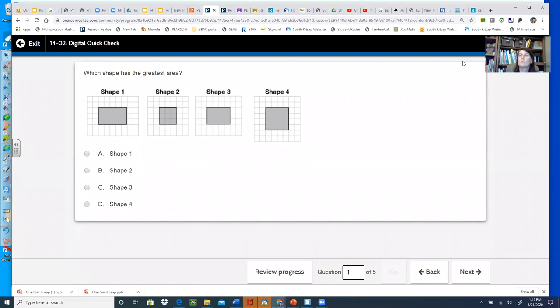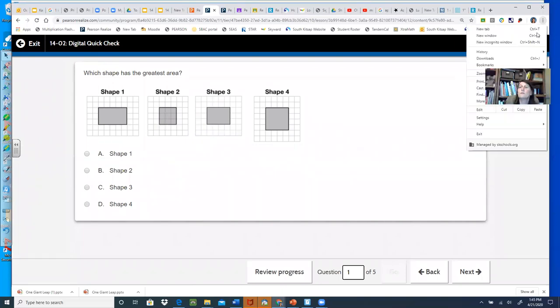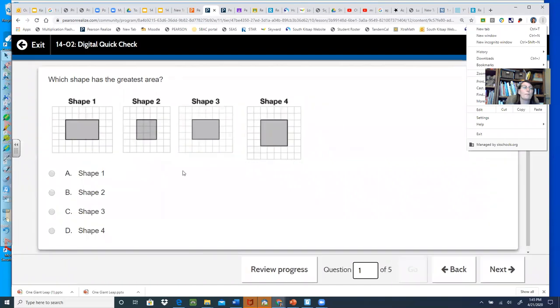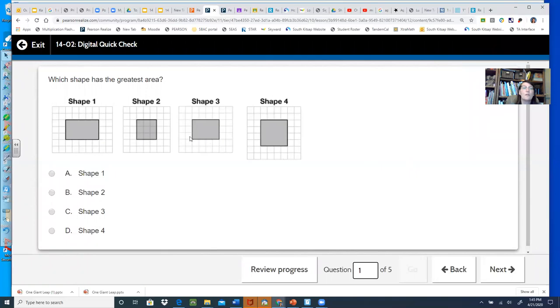Let me move my picture out of the way. Zoom in. This is a 3 by 1, 2, 3, 4, 5. So you can think of what is 3 times 5. This one is 3 times 3, or 3 by 3. This one is 3 by 4. So what is 3 times 4? This one is a 4 by 4. So take a moment, multiply out those numbers that I just mentioned to figure out which one has the largest area.